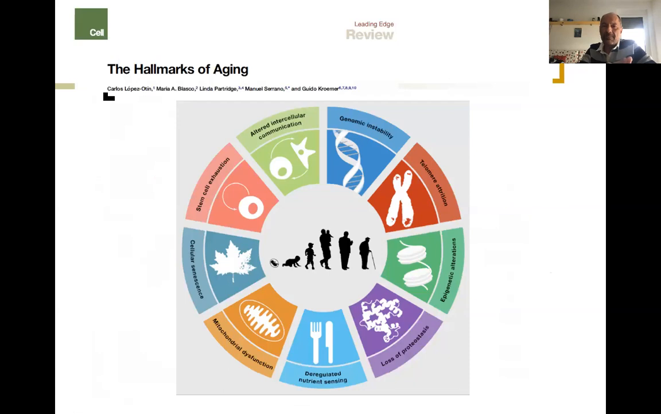This is also a nice paper called The Hallmarks of Aging. We will see later that there is a famous paper called The Hallmarks of Cancer. This is the hallmarks of aging. And you see there are many different effects. You have altered intercellular communication, genomic instability, telomere attrition. Attrition is the reduction, and it is one of the hallmarks of aging.